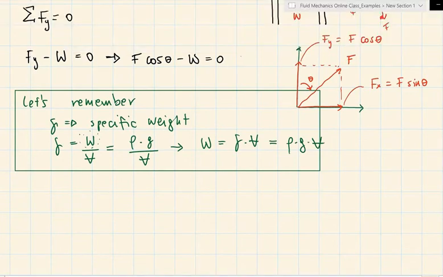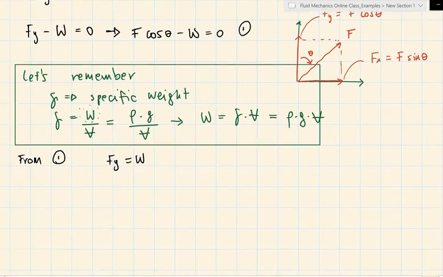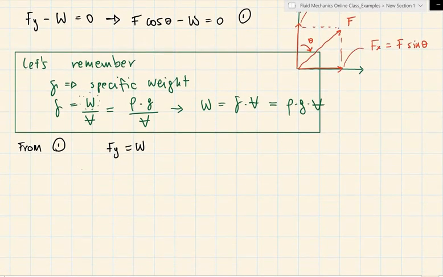Now let's go back to equation number 1. So from 1, Fy is equal to W. So the pulling force is equal to the weight. But we know that F cosine theta would then be equal to rho g volume, from what we did in the rectangle above.